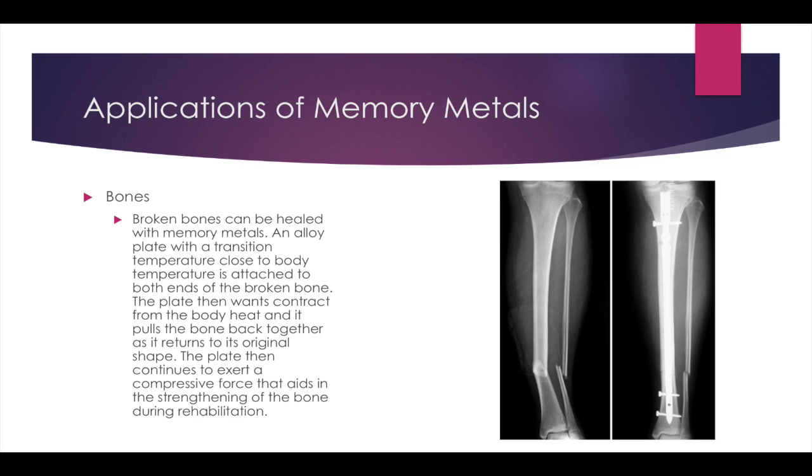Now let's talk about some applications of memory metals. Memory metals can be used in broken bones. They heal a broken bone when the alloy plate with a transition temperature close to body temperature is attached to both ends of the broken bone.